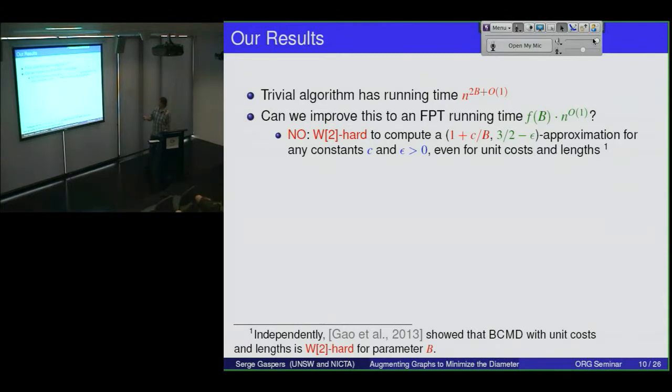So it's not only W[2]-hard to solve this problem exactly, it's even W[2]-hard to compute such an approximation, where the diameter is less than 3/2 of the optimum, and the budget is slightly more than B.